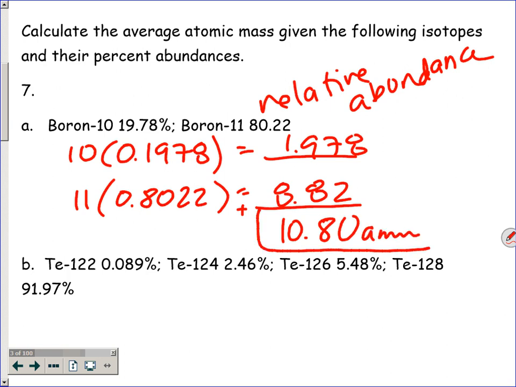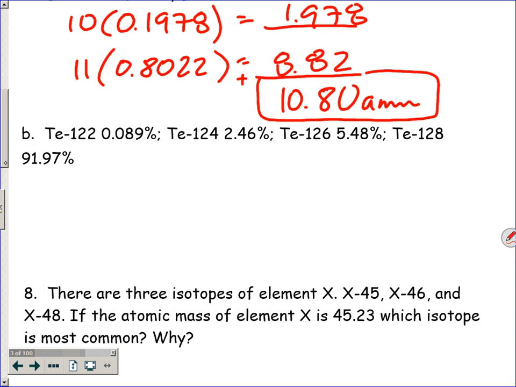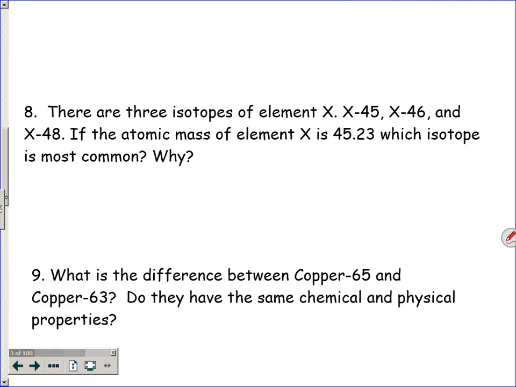So what does AMU stand for? Atomic mass units. So this was a two-isotope example, so we only had 2 isotopes we were dealing with. The second one here has 4 isotopes. It would just be a little longer, right? 4 isotopes, 4 percentages, add them up at the end. I'm not doing that question. Is that okay? Okay. Some of these are just quick reminders, okay?